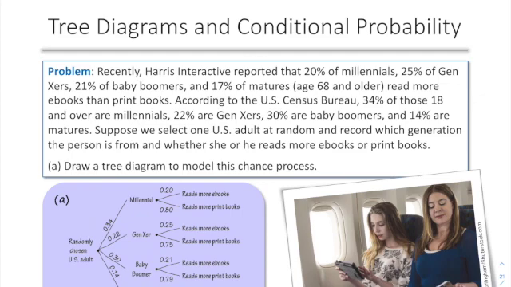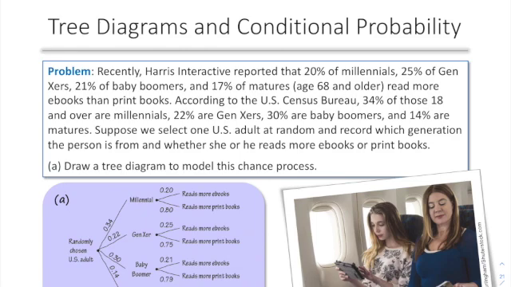Recently, Harris Interactive reported that 20% of millennials, 25% of Gen Xers, 21% of baby boomers, and 17% of matures, age 60 and older, read more ebooks than print books. According to the U.S. Census Bureau, 34% of those 18 or over are millennials, 22% are Gen Xers, 30% are baby boomers, and 14% are matures. Suppose we select one U.S. adult at random and record which generation the person is from and whether she or he reads more ebooks or print books. So first we're going to draw a tree diagram.